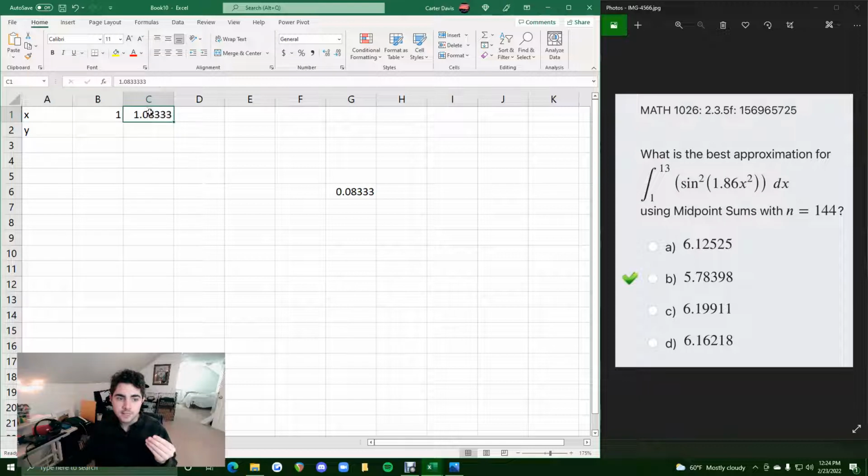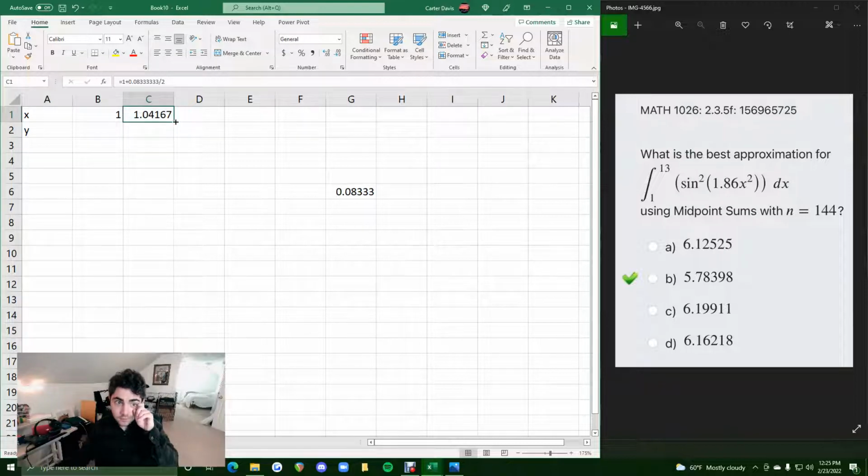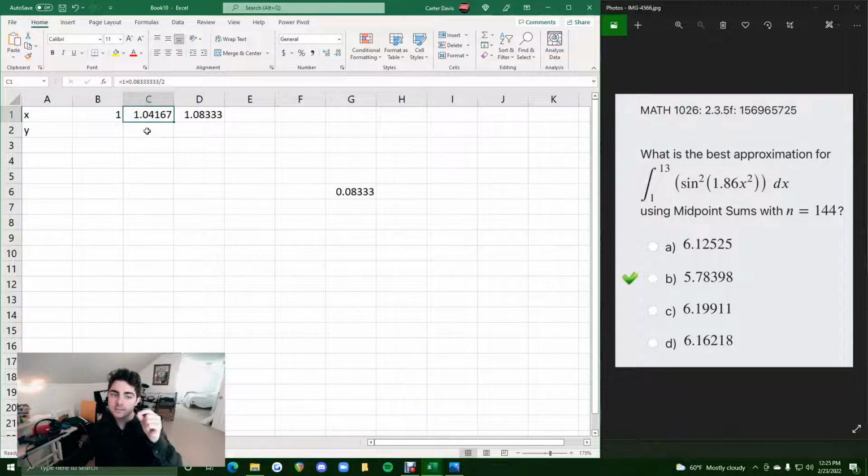How do we do that? Instead of just doing 1 plus 0.08333, let's do 1 plus 0.08333333 divided by 2. So we're cutting that value in half, which means if we were to add that one more time, we would get our 1.08333 here. And so from here to here will be our first rectangle. But we're not concerned with either of those values. We're concerned with the value that's in the middle, because that x value will tell us the corresponding y value that will tell us the height of that first rectangle, because we're using the midpoint sum.